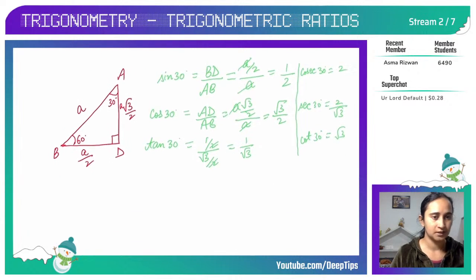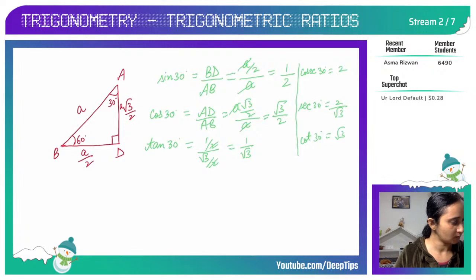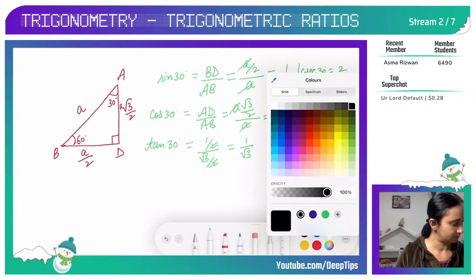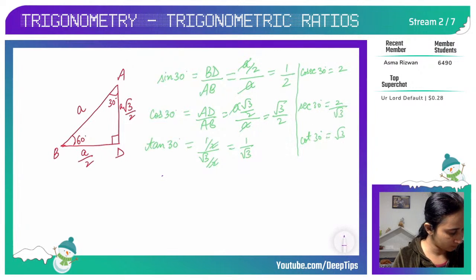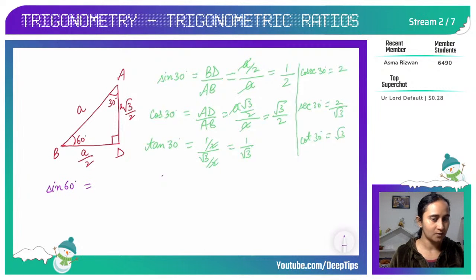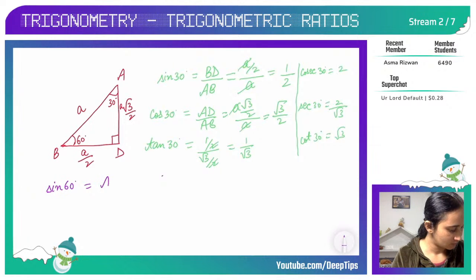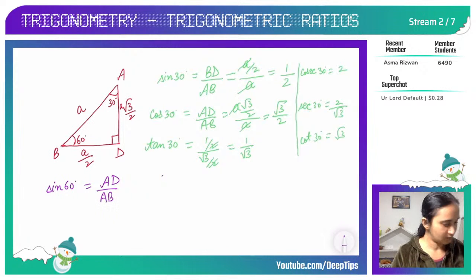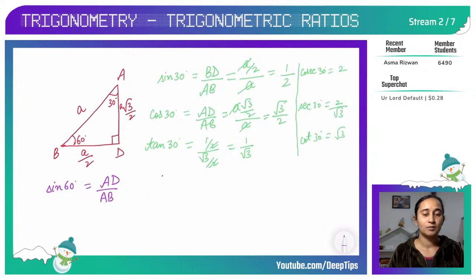Now let's do 60 degree also here. So I'll take another color. So now here when I am saying sine 60, see now my base changes because I am taking 60 degree. So base is BD and perpendicular is AD, correct? So this is perpendicular upon hypotenuse. So AD upon AB. So children, as I told you in my previous stream about complementary angles, we will be learning about complementary angles. So that topic I'll cover tomorrow.